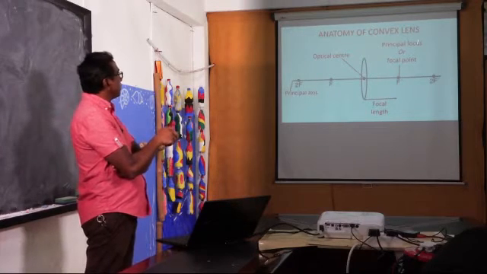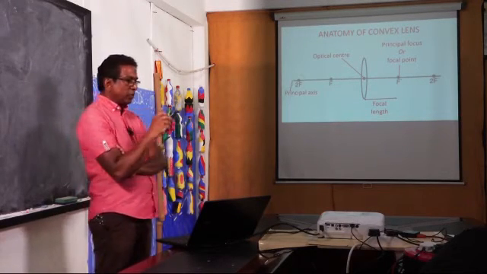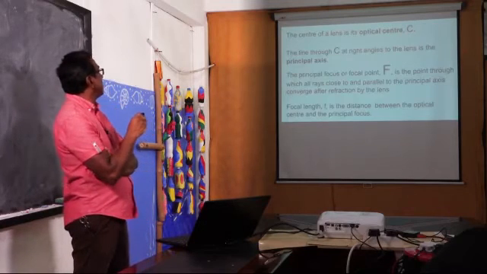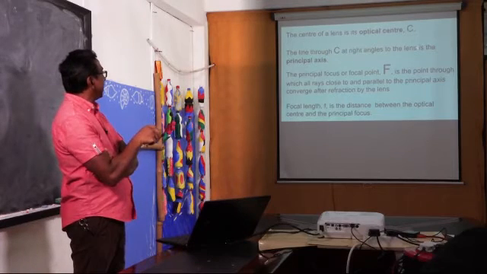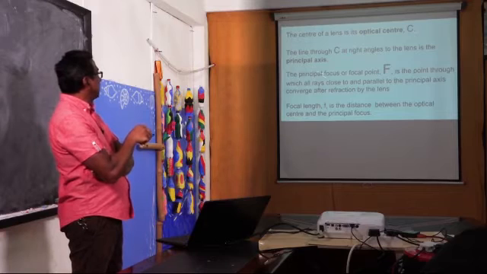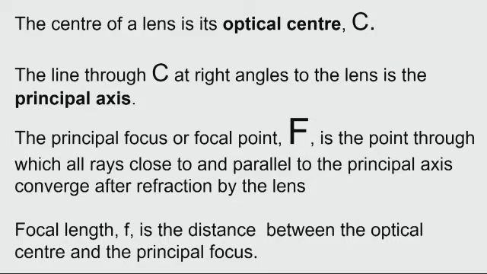The focal point is also called principal focus, and the distance between the optical center and the focal point is called the focal length. Center of lens, optical center C, line through C at right angle, principal axis, the principal focus F. You will see it later. This is a point through which all rays close to and parallel to the principal axis converge on leaving the lens after refraction, and the focal length is the distance between the optical center and principal focus.